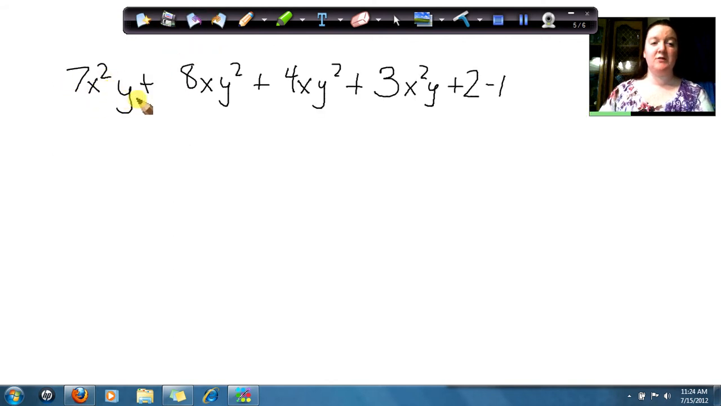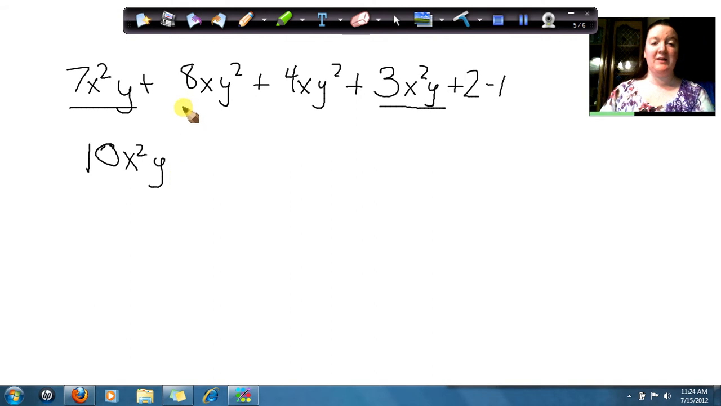Here I have 7x squared y plus 8xy squared plus 4xy squared plus 3x squared y plus 2 minus 1. Now I need to combine the terms that are similar. If I look at 7x squared y, I have another term that has an x squared y, which is the 3x squared y. So here I'm going to take the coefficients in front of the letters, and we're going to add those together. So I'm taking 7 plus 3, which gives me 10x squared y.